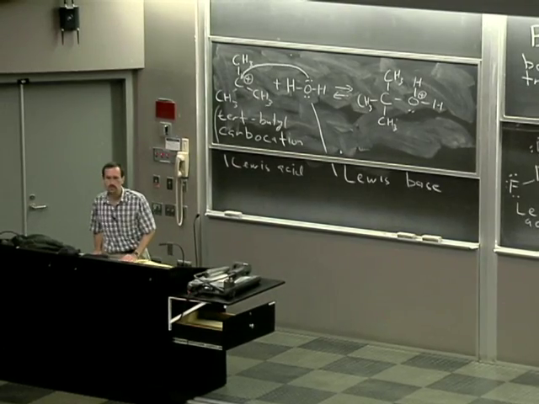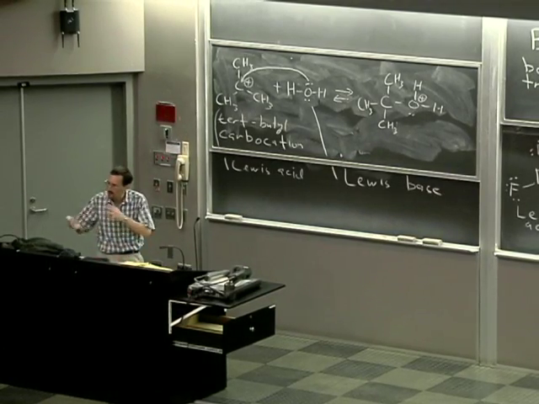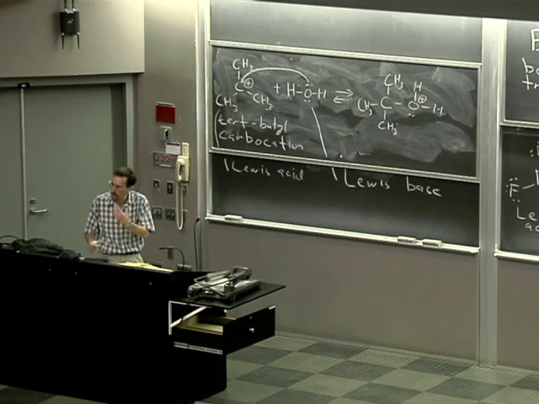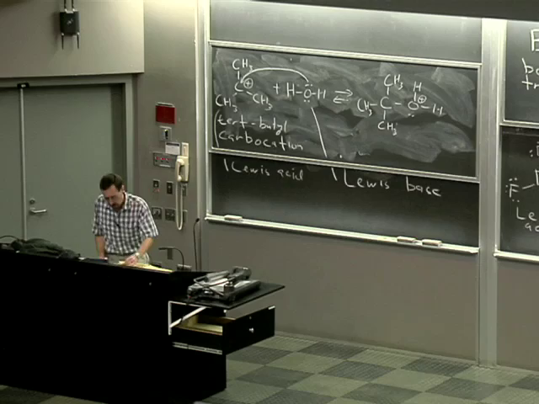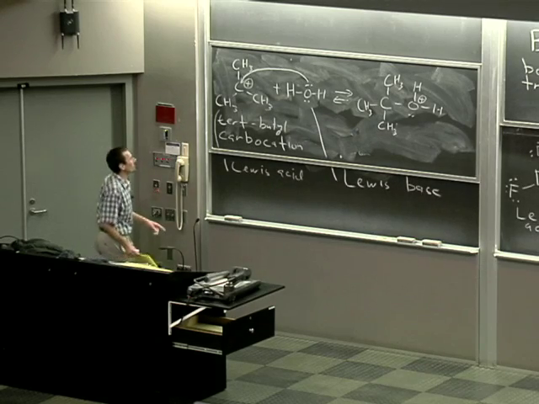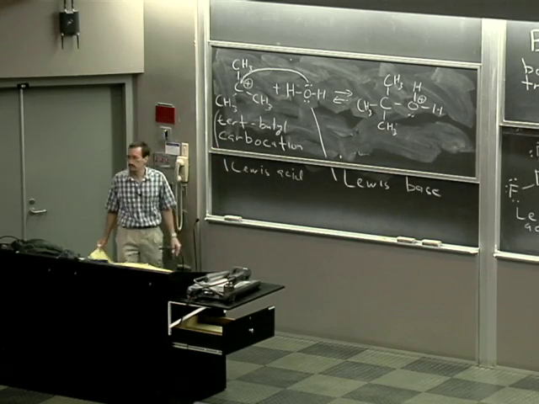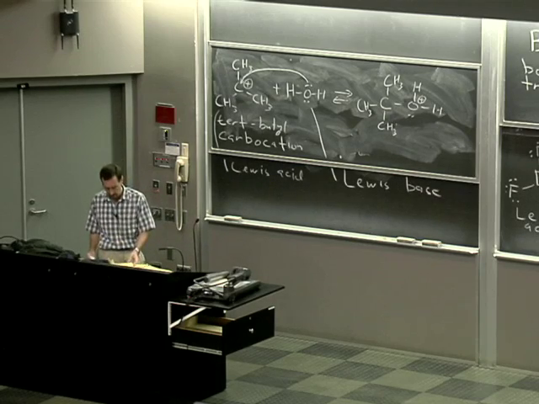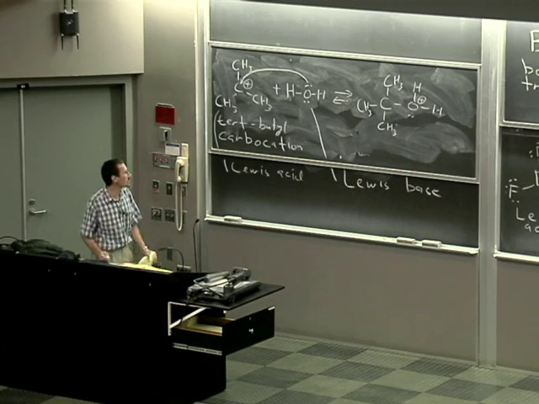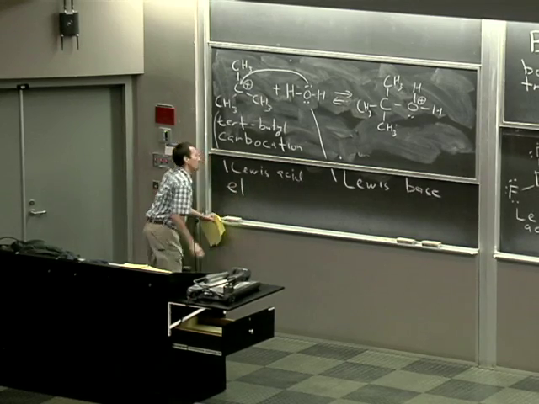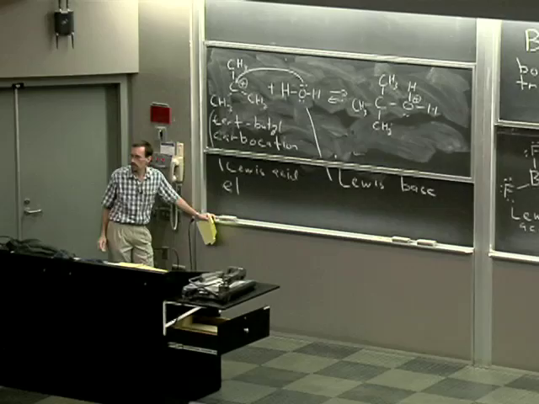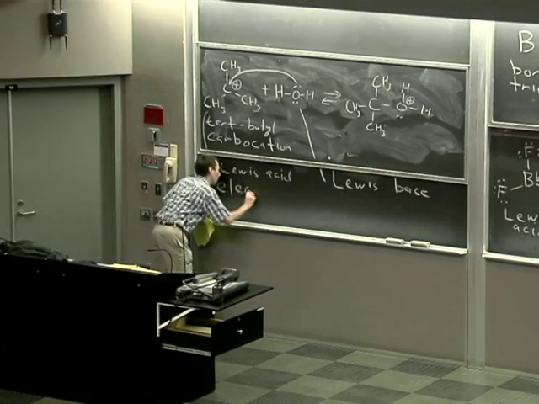Organic chemists have special names. I know we have a lot of names here, and they just start to flow off your tongue after you use them and speak them for a while. Organic chemists have special names for Lewis acids and Lewis bases in organic reactions. I think I've mentioned them already. Organic chemists would call a Lewis acid, in this reaction, an electrophile.